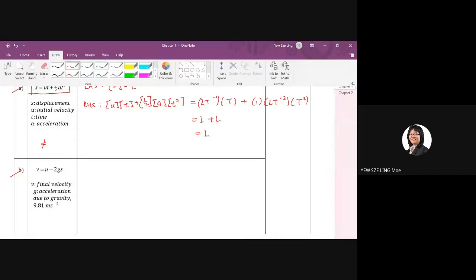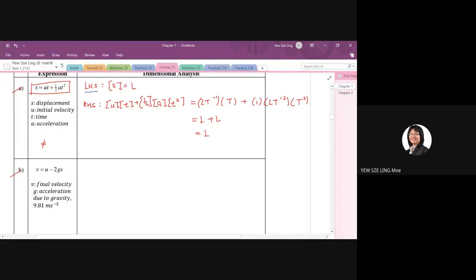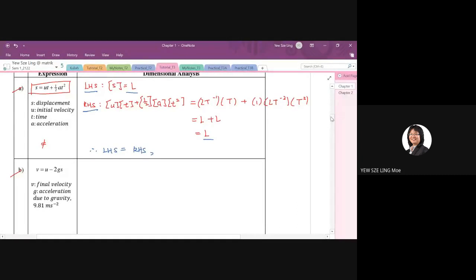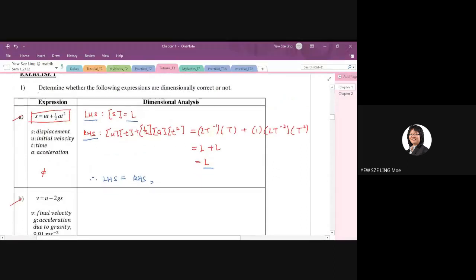So when you compare the dimensions for both right and left hand side, left hand side is L, right hand side is also L. So then you can make a conclusion. Okay, left hand side is equals to right hand side. Make sure to answer the question. So the question asks you to determine whether they are dimensionally correct.